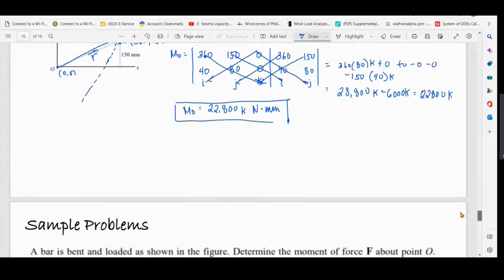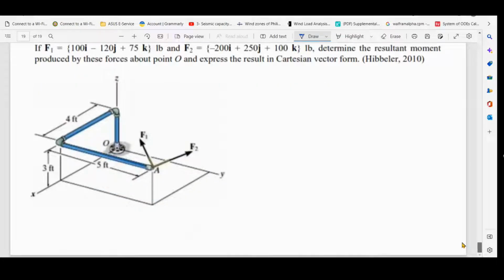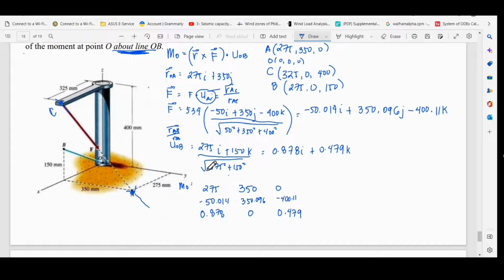So, balik na tayo sa problem. Okay. So, ito yung ating R, F, tapos U. Then, ganun ulit. Copyhin lang natin. So, wala nang I, J, K dito. Negative 50.014 and then 0.878. Tapos, 350, 350.096, tsaka 0. Okay. So, ganun din. Same. Multiply, plus, multiply, plus, multiply. And then, ganun. Okay.